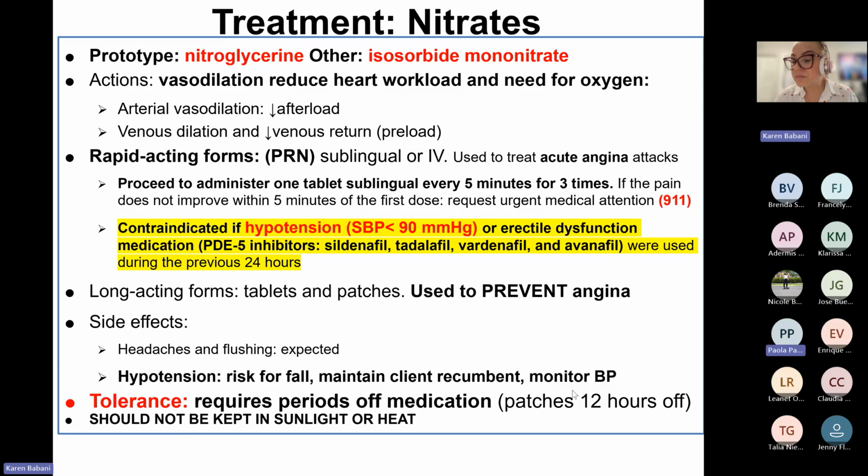Aspirin would be if it's an infection, so let's not touch aspirin for now. Let's stay with the angina. For angina, yes, the treatment is your nitrous or nitroglycerin. The other name that you can find is also isosorbide mononitrate.